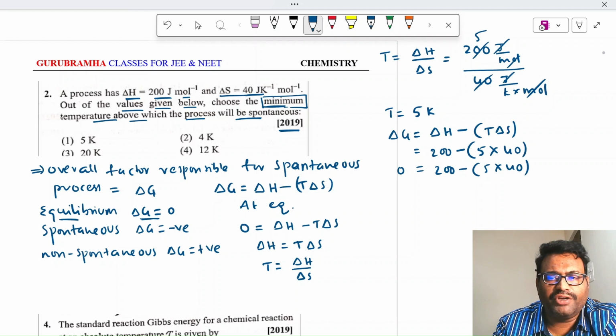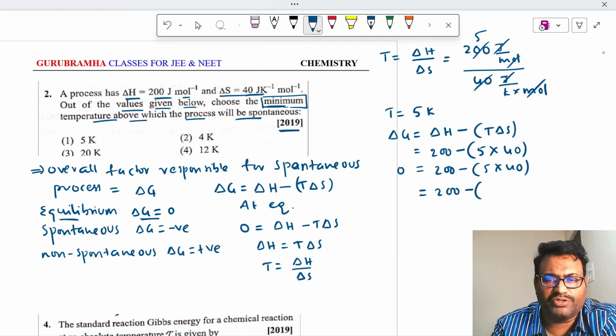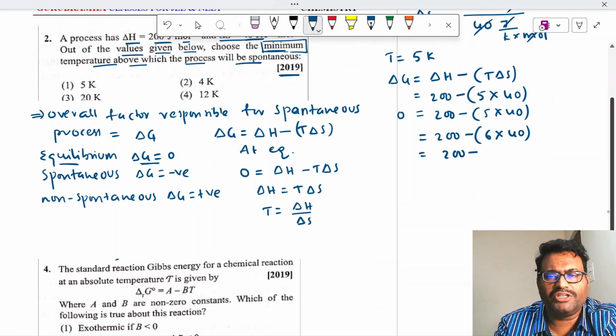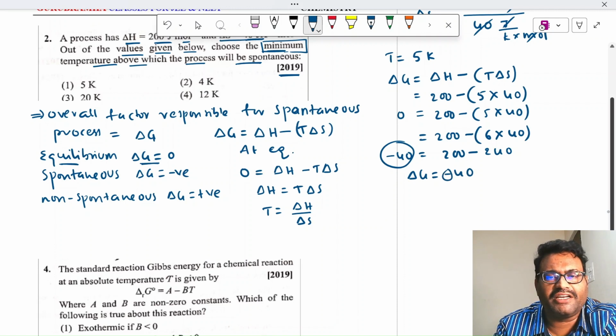So if you increase the temperature above 5, let us see that 200 minus, if I increase the temperature up to 6 Kelvin, let us take 6 Kelvin, then what do you get? 200 minus, how much are you getting? 6 4 20, 240. That means minus 40 you are getting for delta G. Here delta G is equal to minus 40. What does minus represent? Minus represents that the process is spontaneous.